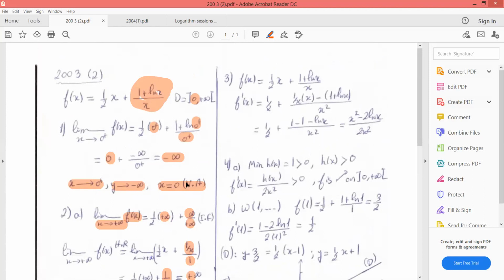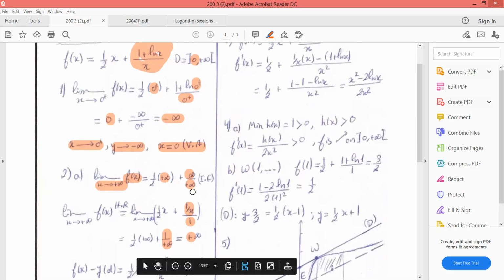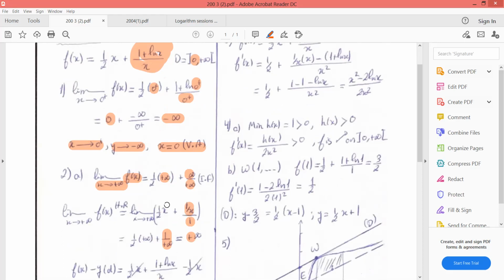Second part, we are going to calculate the limit as x tends to plus infinity. This gives plus infinity. Alisa said that ln x over x as x tends to infinity, we have it as a rule, it is 0. So we get plus infinity. Or we can use L'Hospital's rule to this part. We make the derivative over derivative. Derivative of 1 plus ln x is 1 over x. Derivative of x is 1. Now we replace x by infinity. Half into plus infinity. 1 over infinity, which is 0. So we get plus infinity.